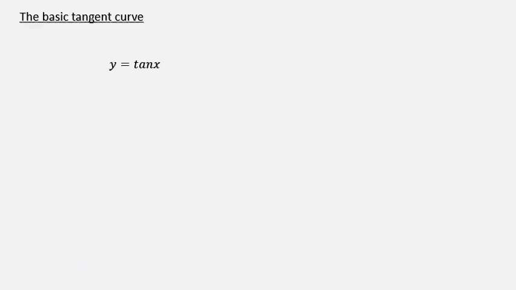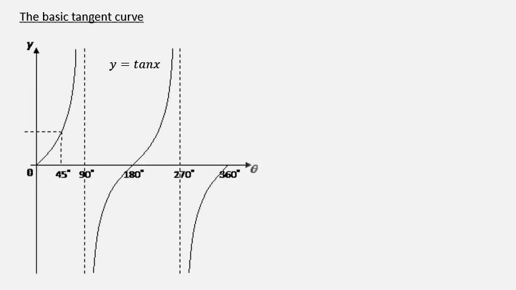Last but not least, we have the basic tangent curve. I'm sure you can remember that there's an asymptote at 90 degrees, and that will repeat itself every 180 degrees. Why? Because the period of this graph is 180 degrees. The number of degrees through which the curve flows before it begins to repeat itself is 180 for tan, but 360 for cosine and sine.